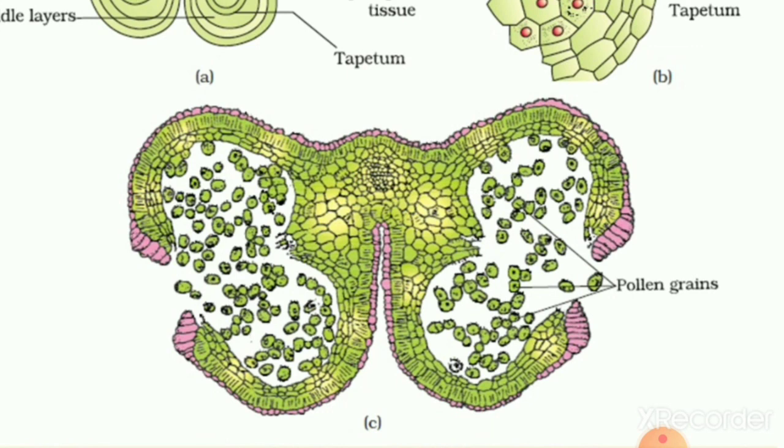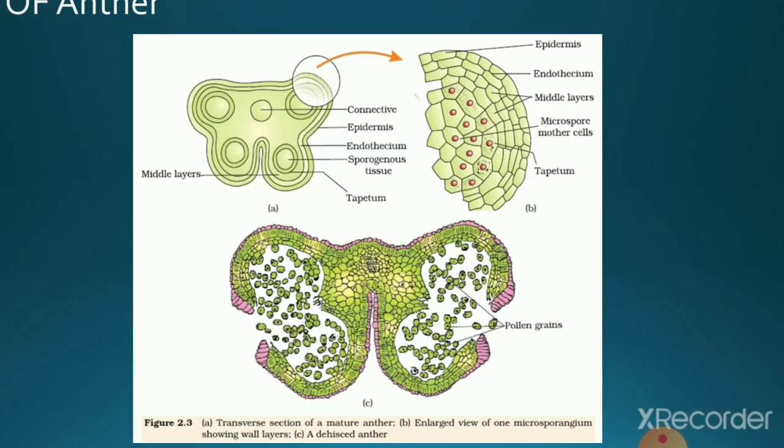The rupture of the upper layer of microsporangium, or the process of rupturing of epidermis, then middle layer and endothecium, so as to release pollen grains into the atmosphere. So this process is called dehiscence. Basically, the process of rupturing of the anther so as to release pollen grains is called dehiscence. Okay, moving on to the next.